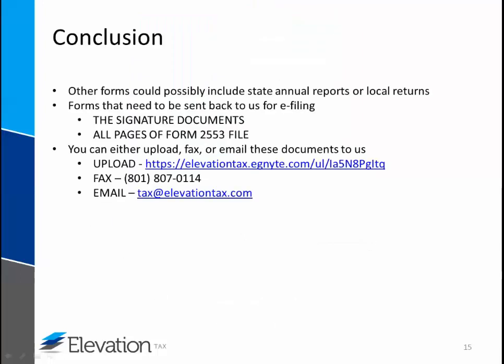If there are other forms that are part of your file that are not included in this video, those instructions will be located in the body of the email. These forms could possibly include annual reports and local returns. And again, as a reminder, be sure to send us a copy of your signed signature documents and all pages from the Form 2553 file.